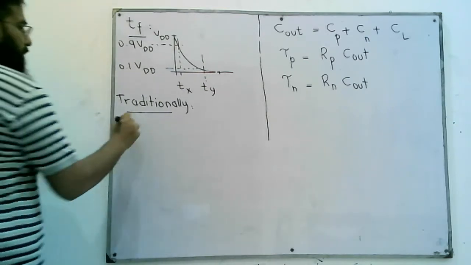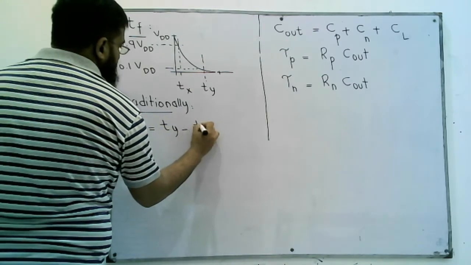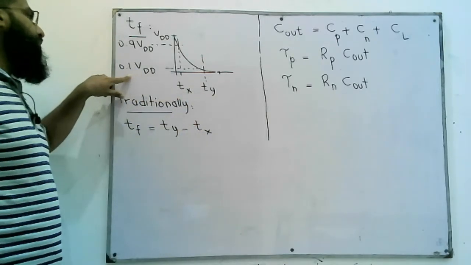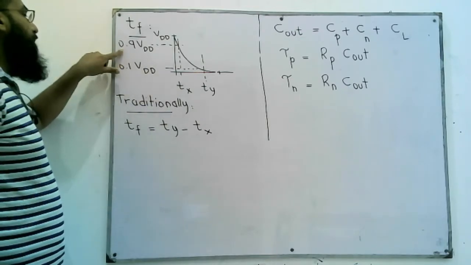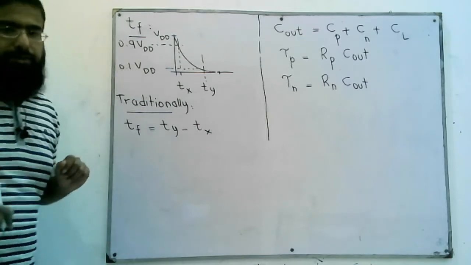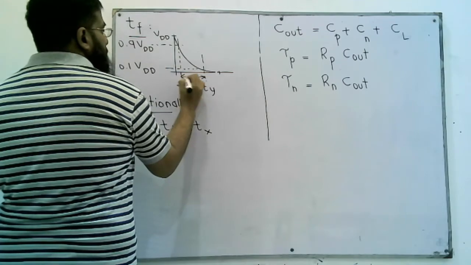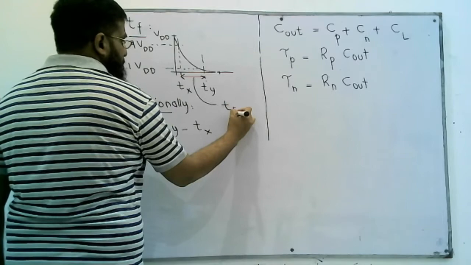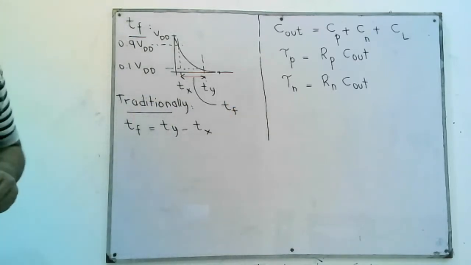So traditionally Tf, the fall time, is Ty minus Tx, where Ty is the time when the output has fallen to 10% or 0.1 times VDD, and Tx is the time when the output is 90% of VDD. So between these two values of time, the difference of these two is called Tf. The fall time is the difference of these two values of time, Ty and Tx.